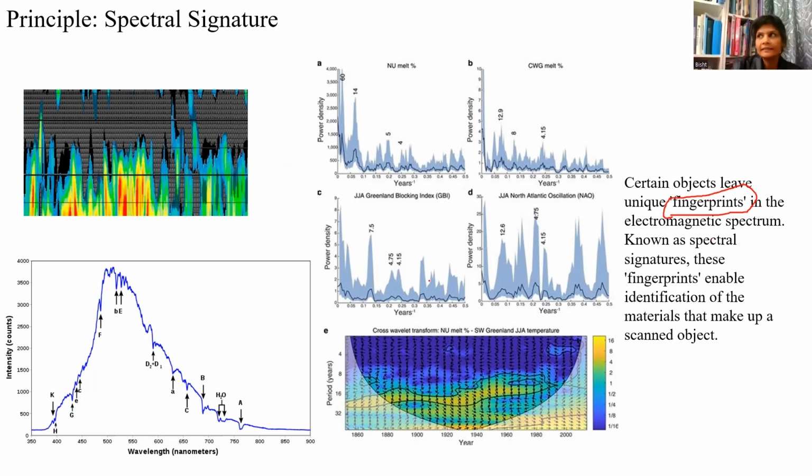So let's say, for instance, if we are measuring methane, methane in the atmosphere would have a particular kind of spectral signature or spectral fingerprint. And if we already know how that fingerprint looks, then if we find it within our data, we know that is methane.